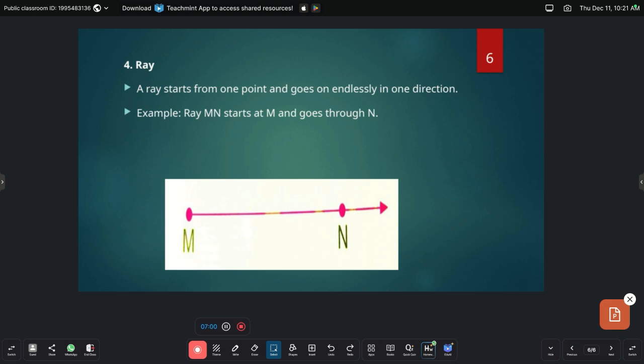Moving to the next. The next is ray. Okay, boys? We have done line and line segment. Now moving to the ray.